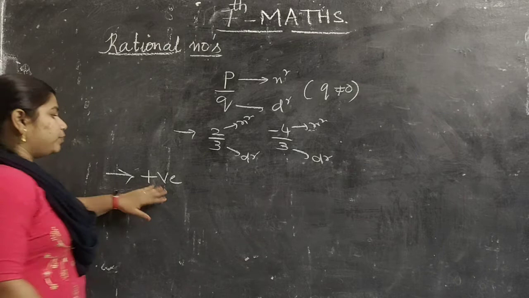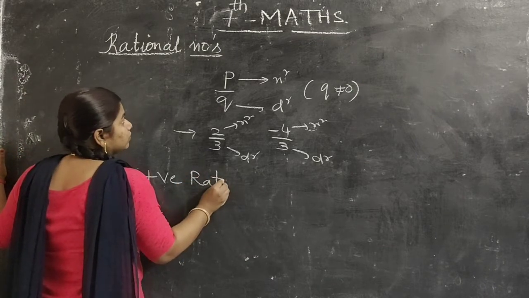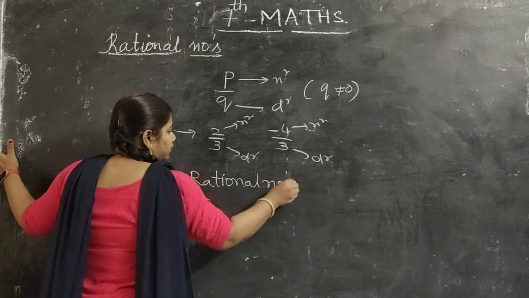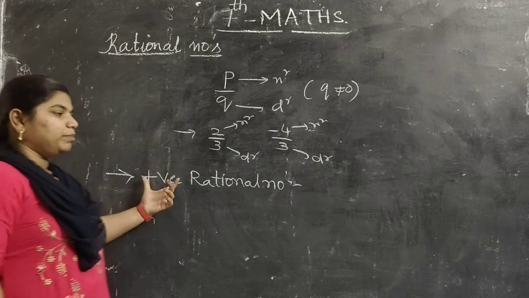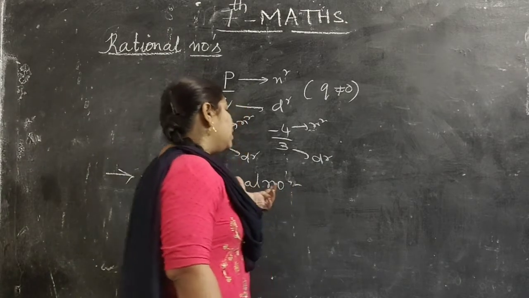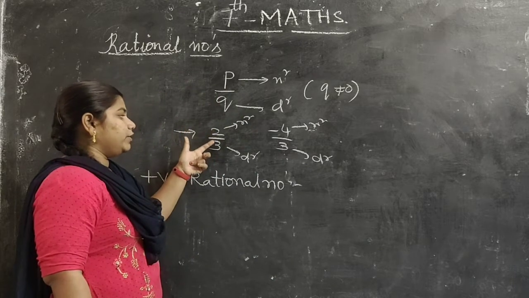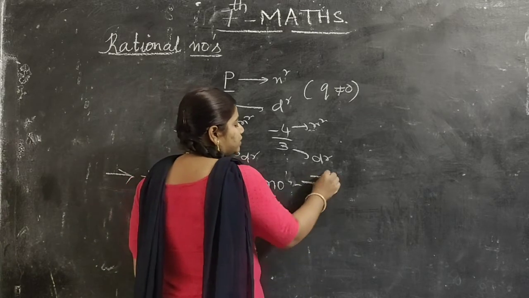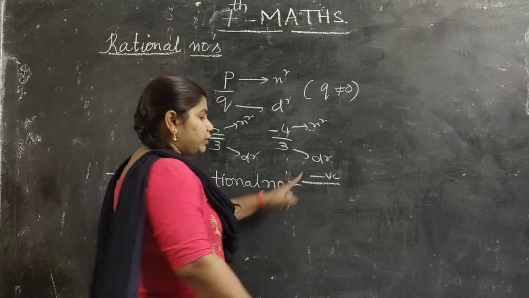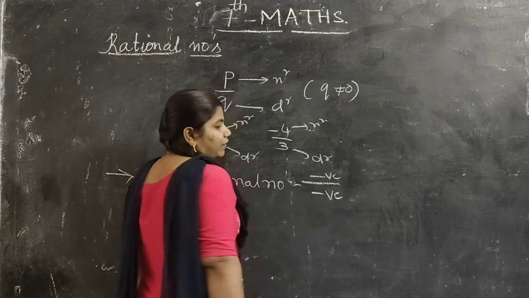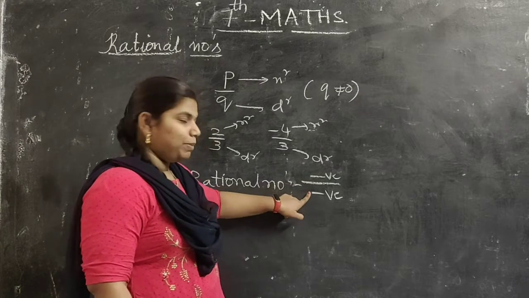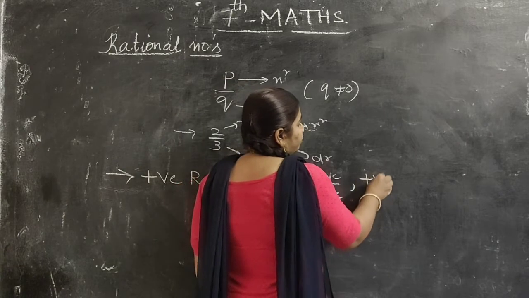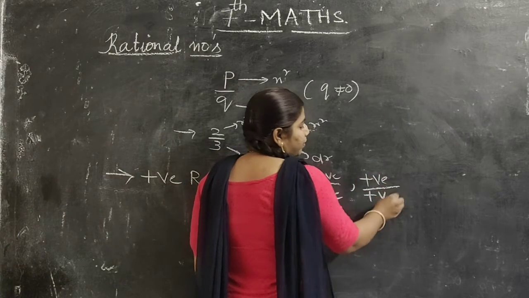So what is the first one? It is the positive rational number. Which type of numbers do we call positive rational numbers? If the numerator and denominator contain the same sign. Suppose I take a negative sign in the numerator and also a negative sign in the denominator. Minus into minus will become plus. These types of numbers we call positive rational numbers, as well as positive by positive numbers.